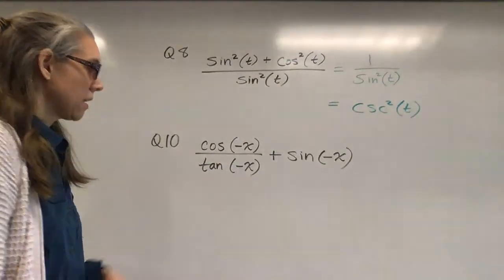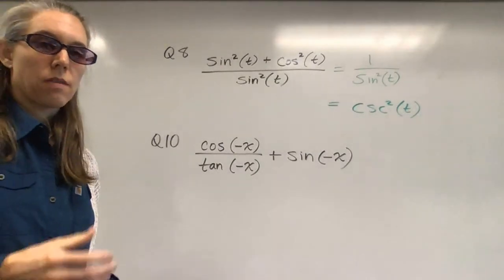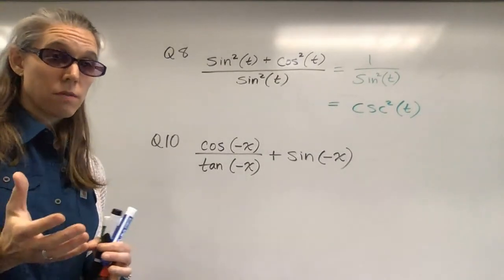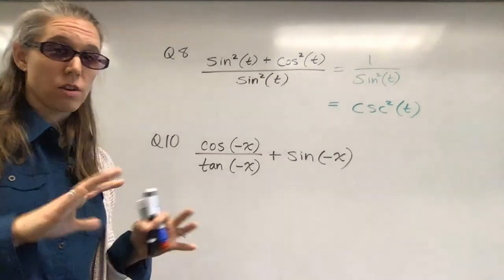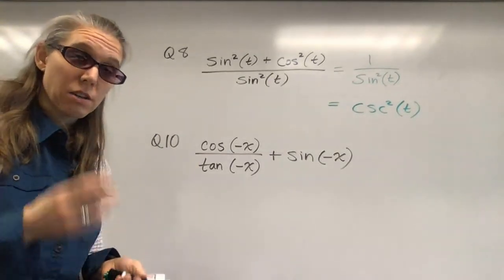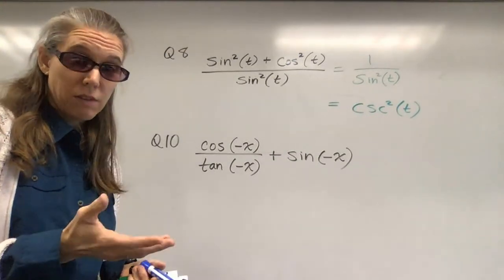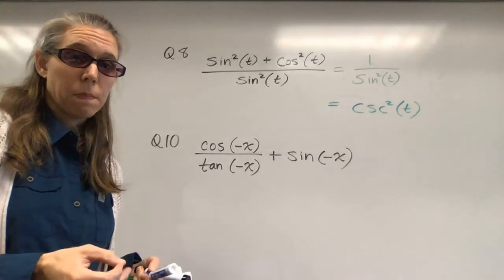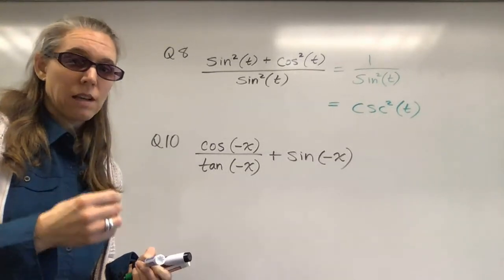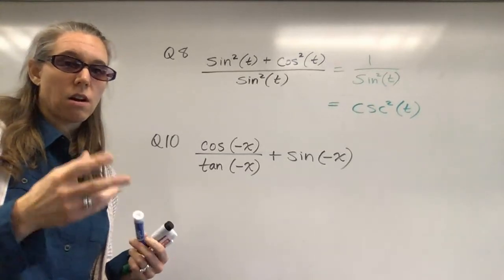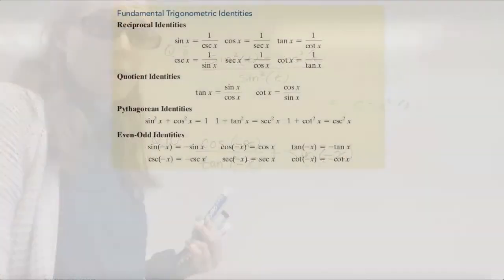Now, question 10 involves these negatives that are inside. This goes to the concept that some functions are called odd functions and some are called even functions, and then some functions are neither odd nor even. But when it comes to trig functions, they are going to be odd or even: cosine and secant are even, and sine and tangent are odd, and their reciprocals. Now, what does that mean, odd and even?